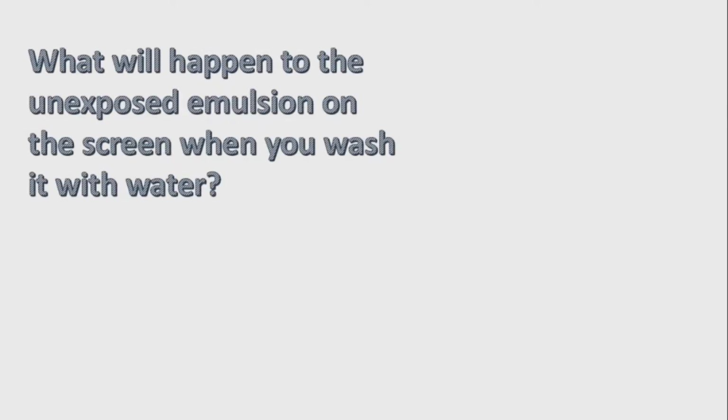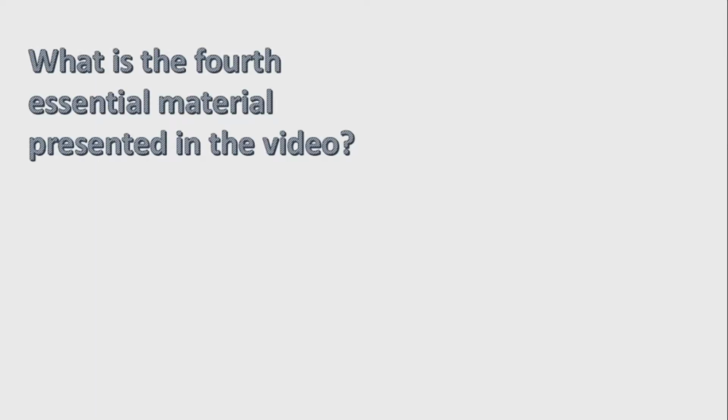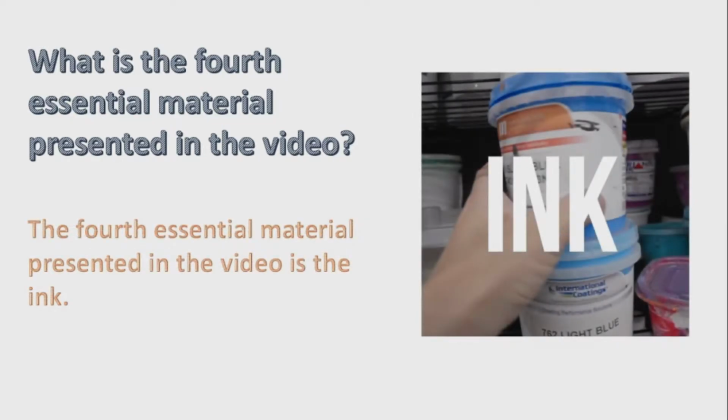Number 15. What will happen to the unexposed emulsion on the screen when you wash it with water? The answer is, the unexposed emulsion will break down and will be washed out by the water. Number 16. What is the 4th essential material presented in the video? The answer is, the 4th essential material presented in the video is the ink.